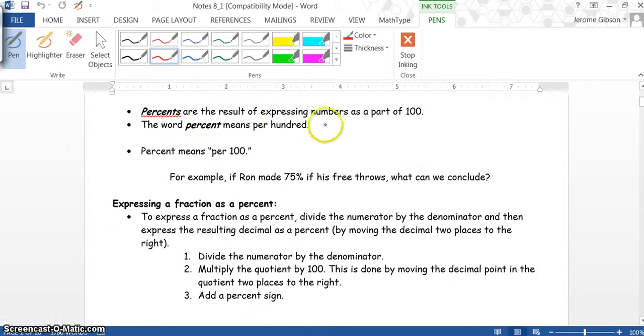Percents are the result of expressing numbers as a part of 100. The word percent means per 100. For example, if Ron made 75% of his free throws, what can we conclude? We can conclude that he made 75 out of 100.